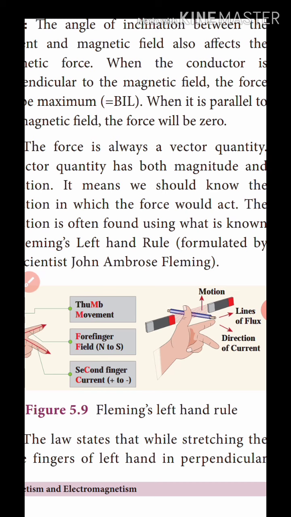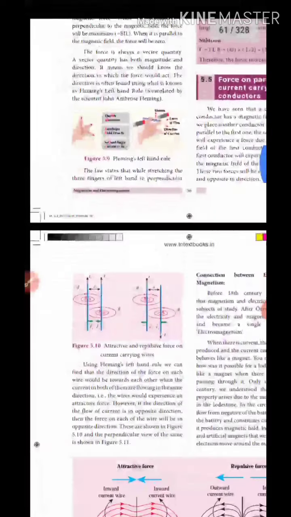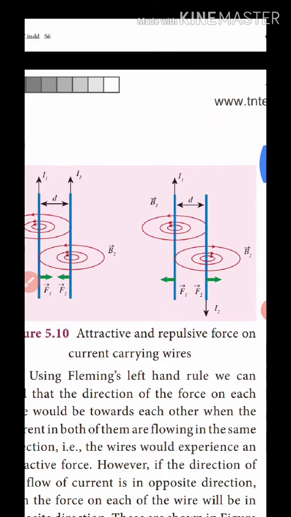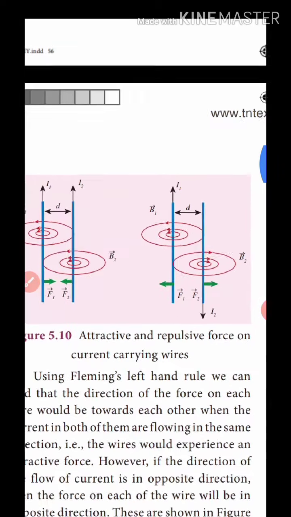Okay, this is the Fleming left hand rule. The second one: forces on parallel current carrying conductors, the attractive and repulsive force on current carrying wires.